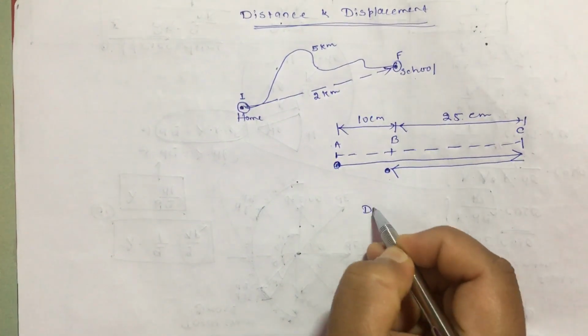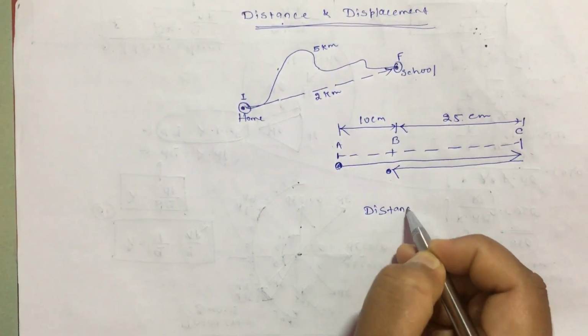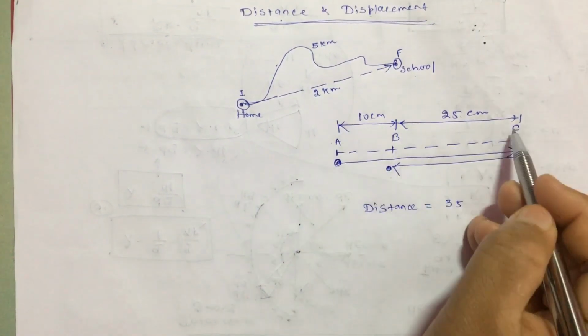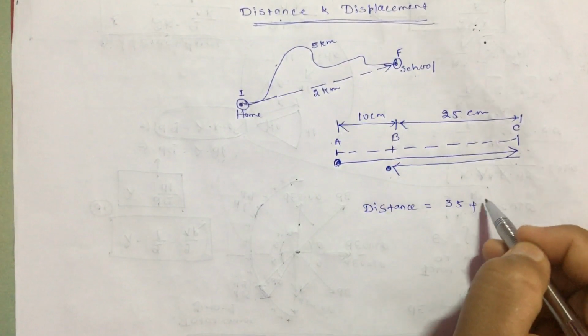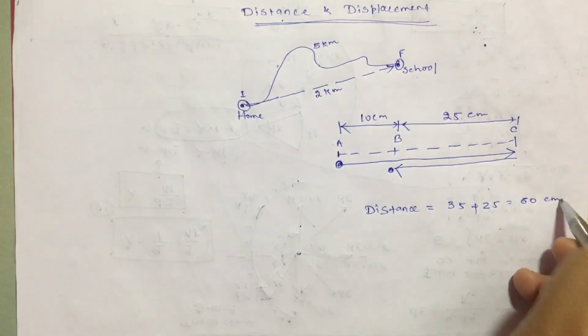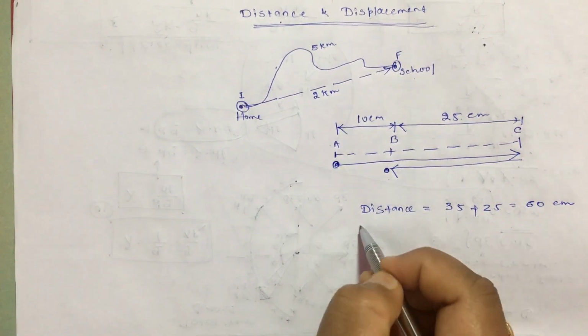So what is the distance here? The distance traveled will be equal to 35 from A to C plus again C to B, that is 25. So it will be equal to 60 centimeters. Now what is the displacement here?